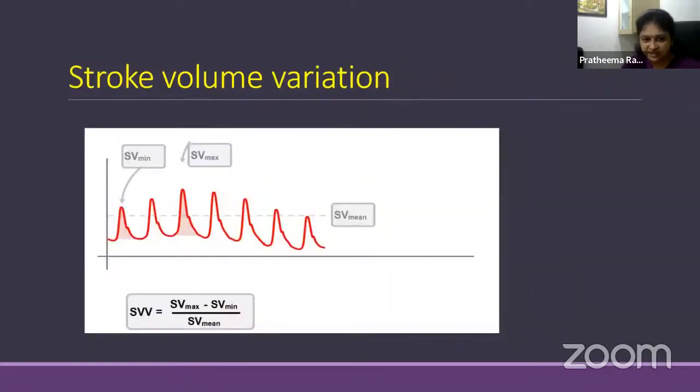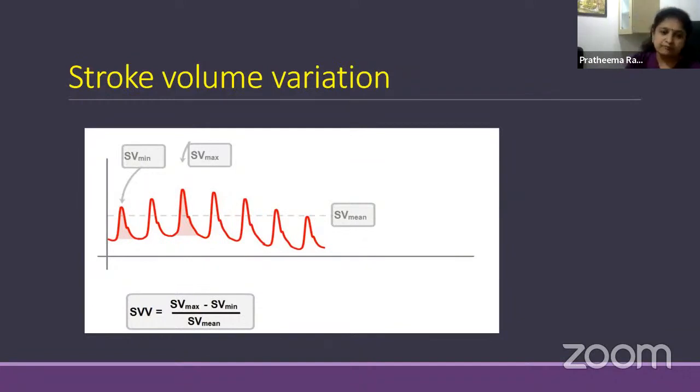Next is stroke volume variation. Every time we give a breath, or if we give a big intrathoracic volume, the lungs expand and blood is squeezed out of the chest into the other parts of the body. If the volume is very low, then it is going to be a very big change, and it will be an exaggerated response. So what do we do about it? We need to know if the blood level is very low. If we give a push, it is going to be very high.